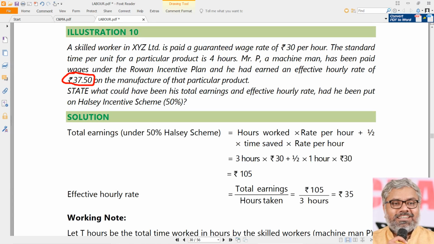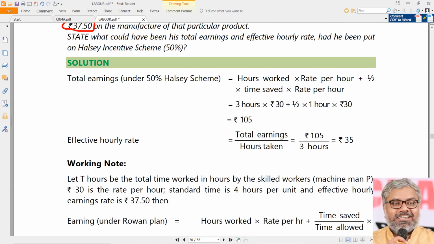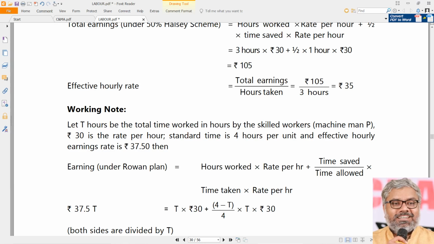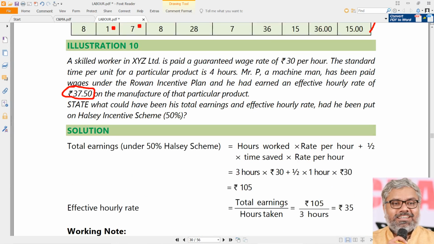First of all, we know the rate per hour is 30, but do we know how much is the time saved and time taken? Time allowed is given. Time taken is not there. So first and foremost point is we should note how much is the time taken. Without that, we cannot find out how much is going to be his earnings under Halsey plan, because that information is not there. Rate per hour is given.